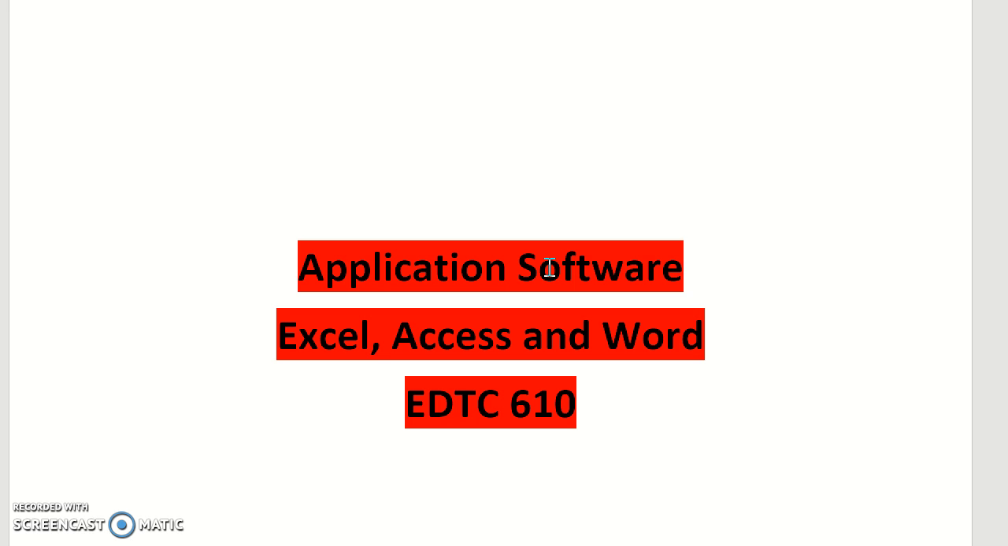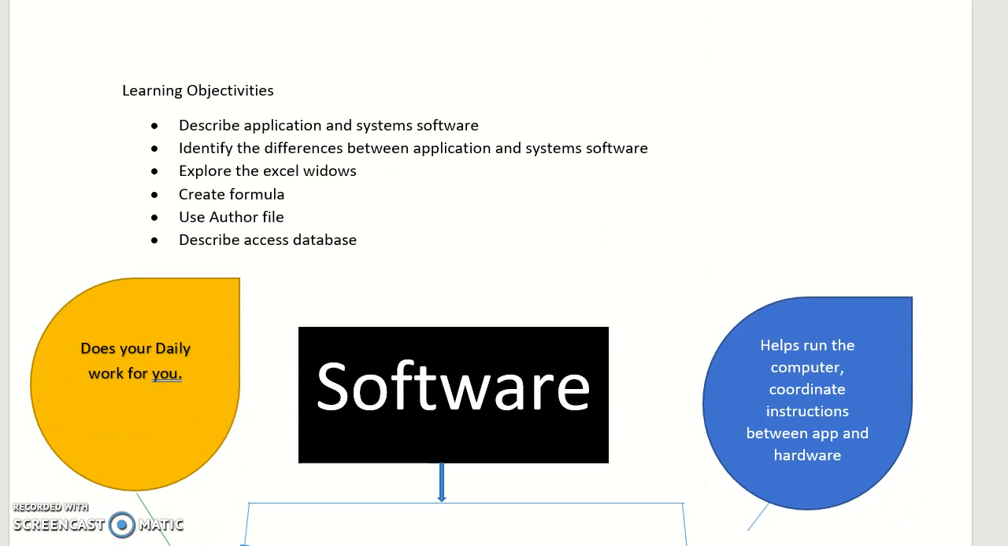So it's about application software, and we're going to cover Excel, Access, and Word. After this, you should be able to describe application software and system software, and identify the differences between both of them. You should be able to identify the items on the Excel window and create formulas, use the autofill feature in Excel, and also describe an Access database and the Word document itself.